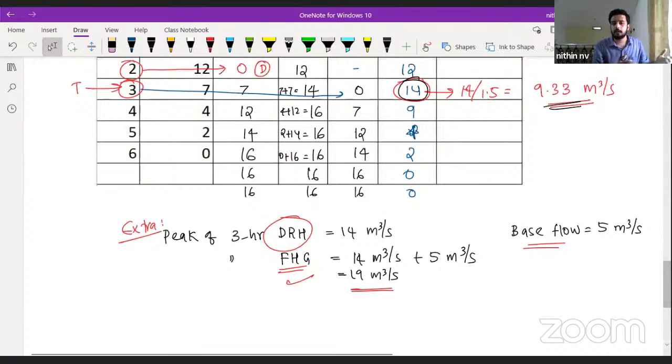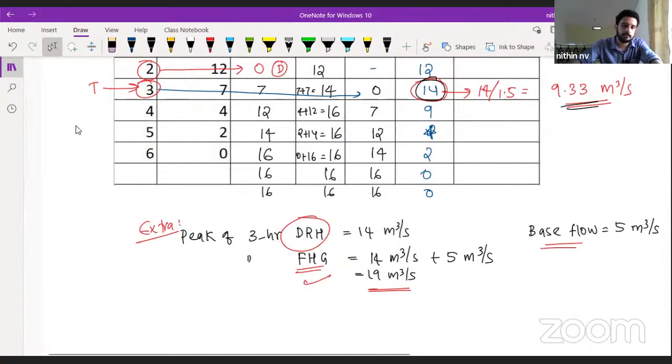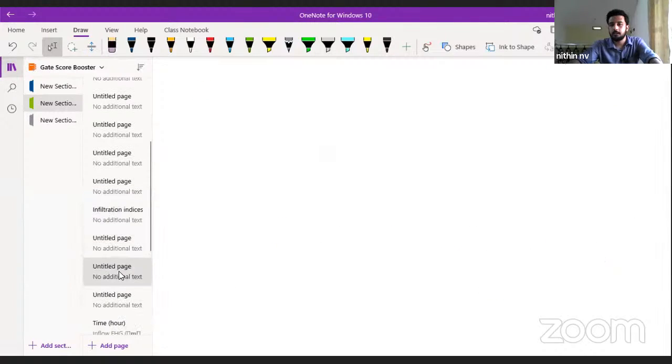Similarly, we can go back also. If they are giving us the peak of the flood hydrograph as 19, and if they are asking what is the ordinate of the peak of the 3-hour unit hydrograph, then we just subtract the base flow, we get the direct runoff hydrograph, divide by the corresponding runoff, and we get the unit hydrograph. Is it clear? Clear everyone? Hydrograph? Yes. That's it.